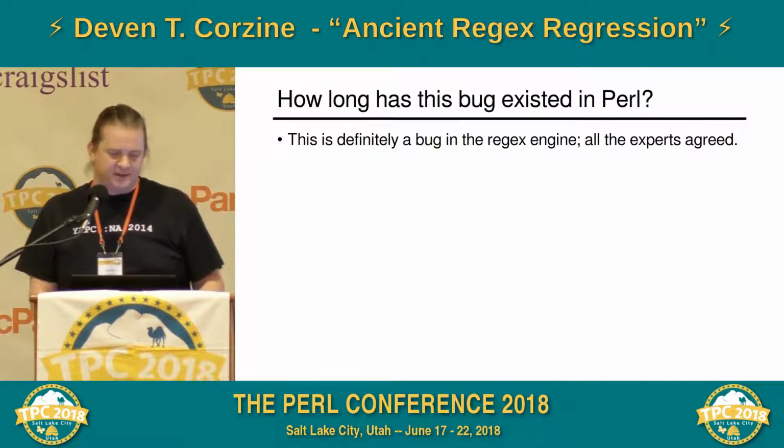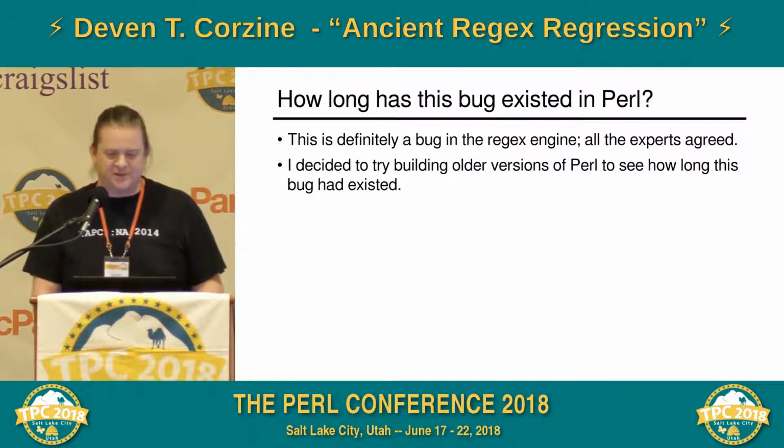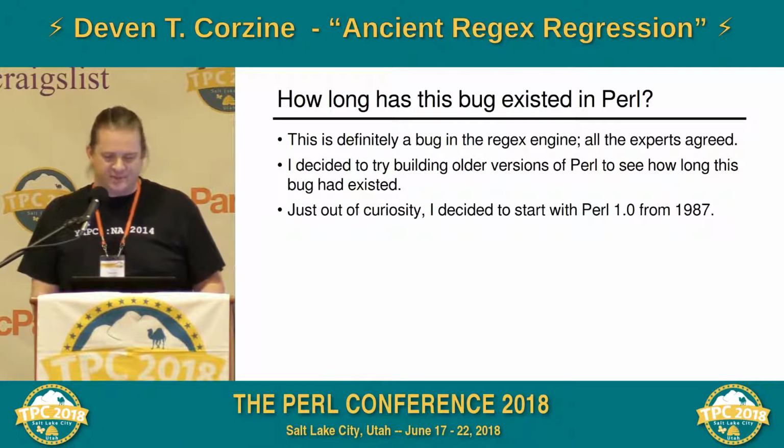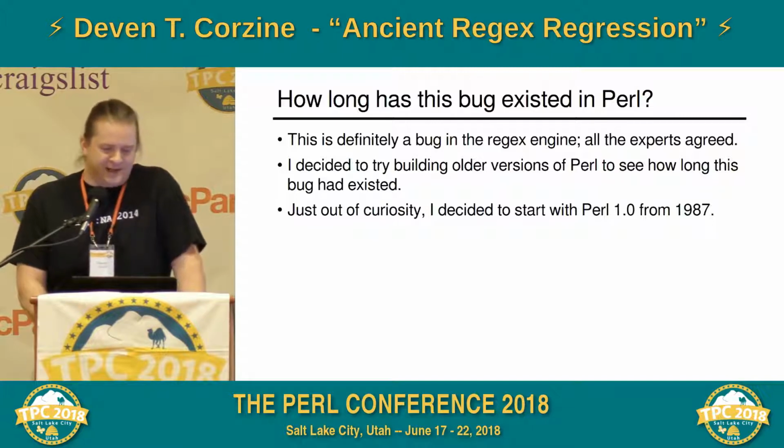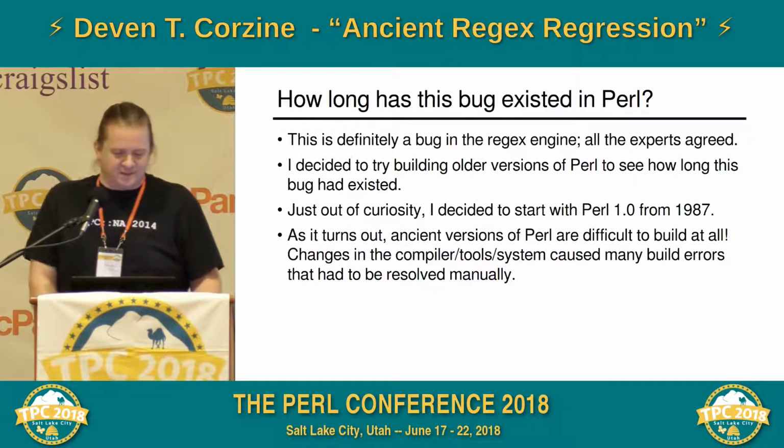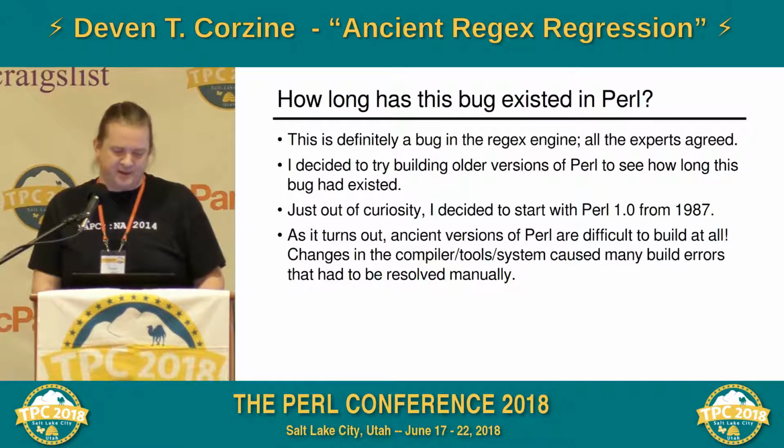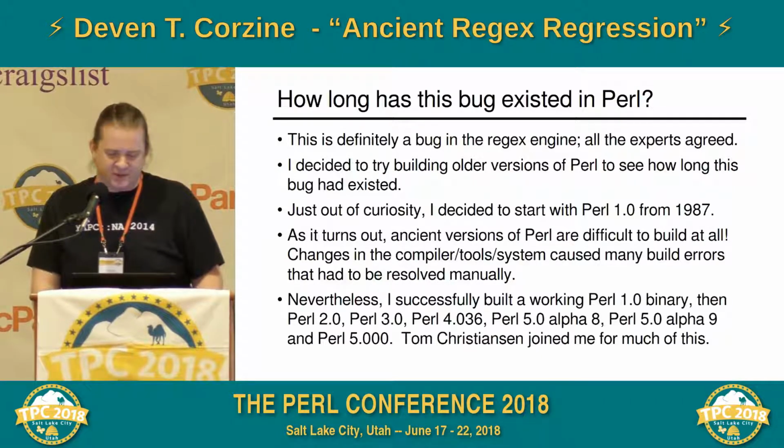All the experts agreed. I decided to try building older versions of Perl to see how long this bug had existed. Just out of curiosity, I decided to start with Perl 1.0 from 1987. Turns out ancient versions of Perl are difficult to build at all. Changes in the compilers, tools, and system caused many build errors that had to be resolved manually. Nevertheless, I successfully built a working Perl 1 binary, then 2.0, 3.0, 4.036, 5.0 alpha 8, 5.0 alpha 9, and 5.000. And Tom Christensen joined me for a lot of that.